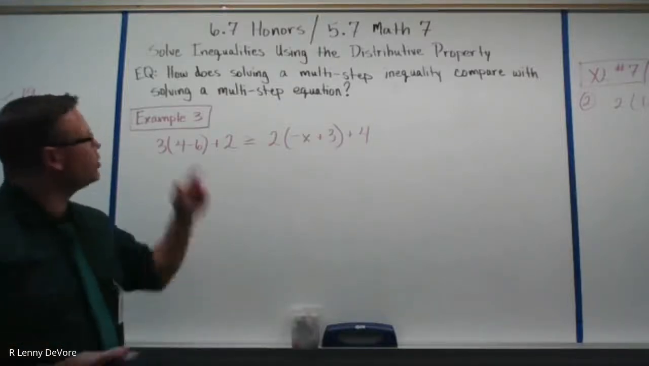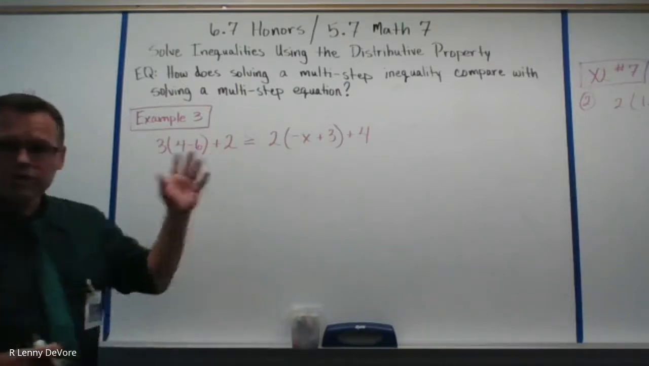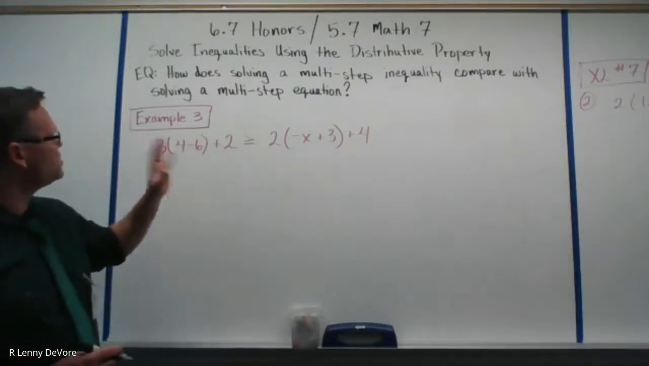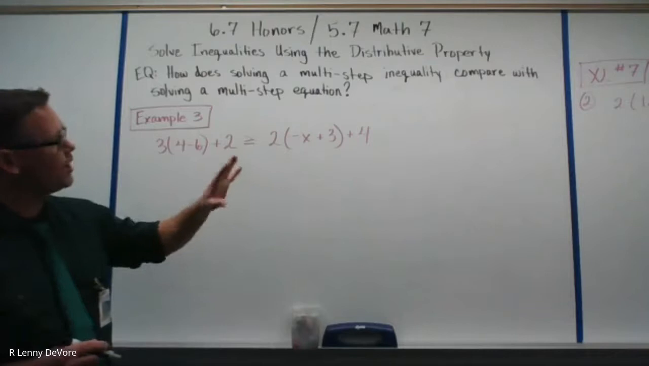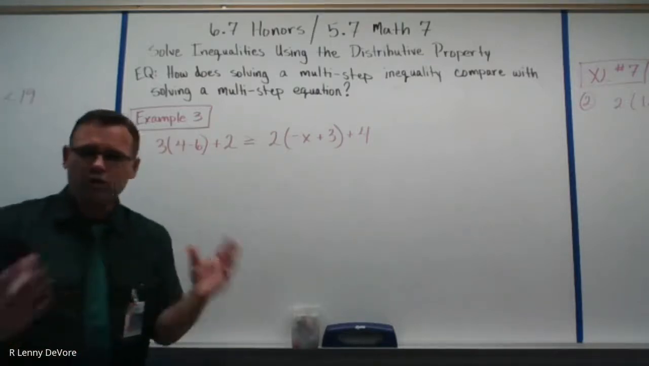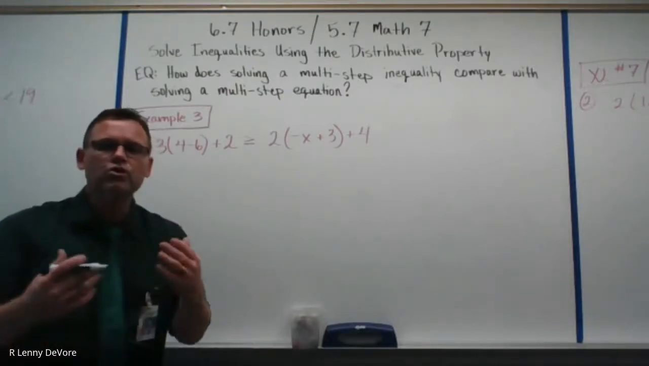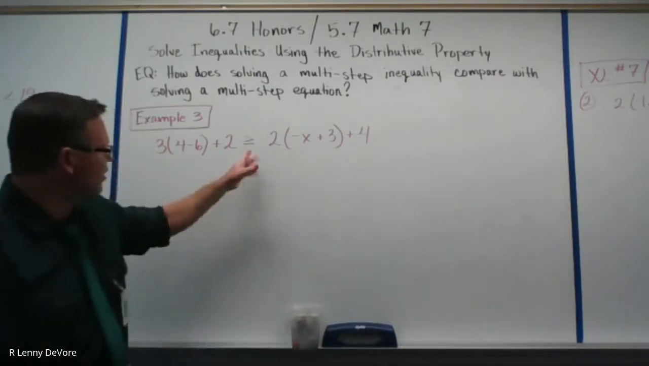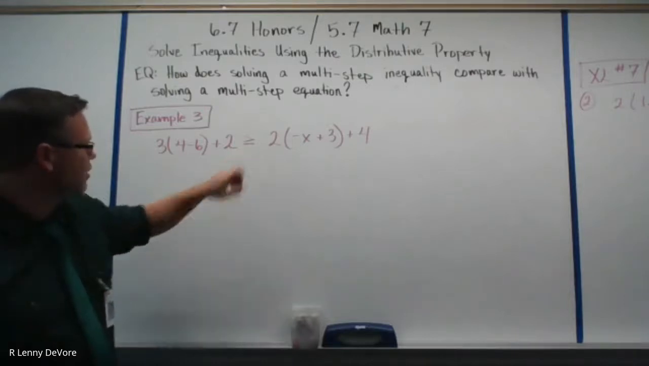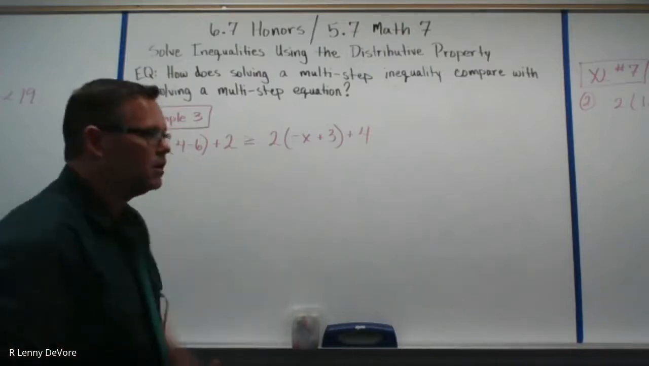Okay, guys, so we're looking at 6.7 honors, 5.7 math 7. We're going to solve inequalities using the distributive property. It says, essential question, how does solving a multi-step inequality compare with solving a multi-step equation? Pretty much the same thing, okay? Again, biggest factor here is you need to switch the inequality. Right now, it's greater than or equal to. You would need to switch it to less than or equal to if we end up dividing by a negative.